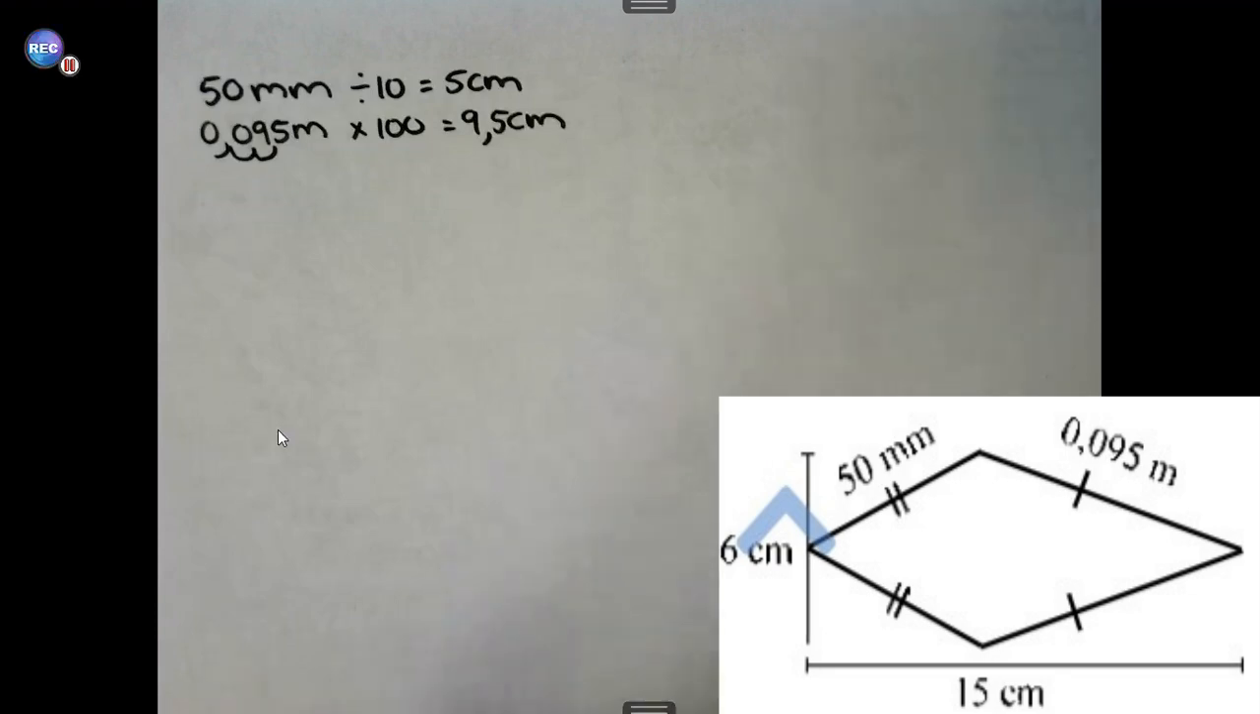So from there on, you need to also understand another property of the kite, which is that it has 2 pairs of adjacent sides that are equal in length. So on the left side, those 2 sides would both be 5 centimeters, and on the right side, both of them will be 9,5 centimeters.